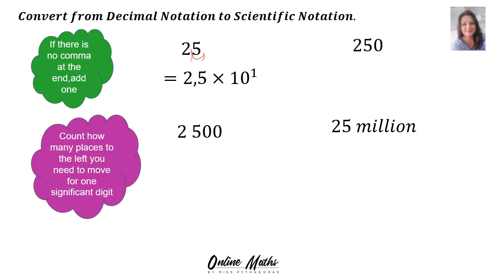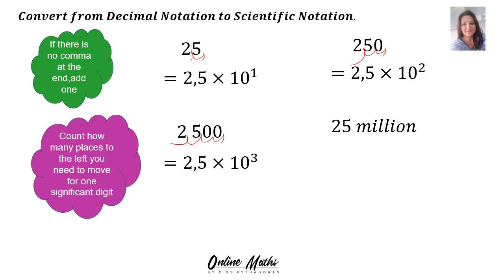The next one, 250. Add your invisible comma and move and count once, twice. Therefore the answer 2,5 times 10 squared because you moved it twice. The next one, 2,500. There's your invisible comma. Let's move the comma once, twice, 3 times. Therefore, it's 2,5 times 10 to the 3.